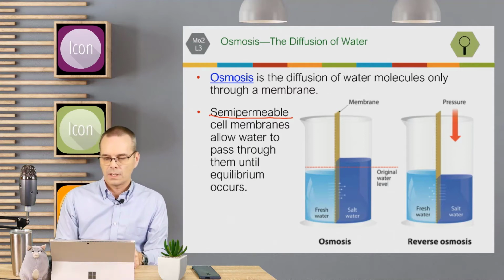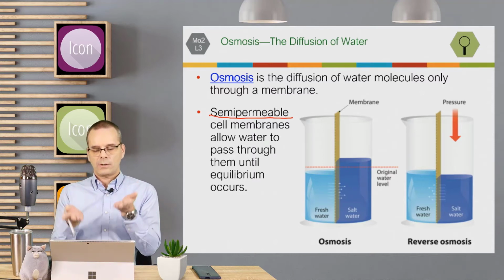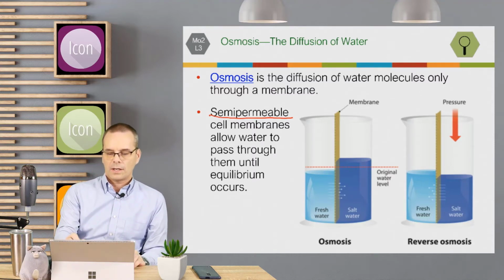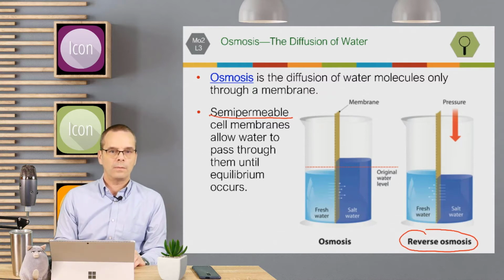Here you have, for example, fresh water and salt water, and how pressure can do reverse osmosis or simply the passing through of the membrane. The fresh water goes into the salt water, or you provide pressure and it pushes into the fresh water.